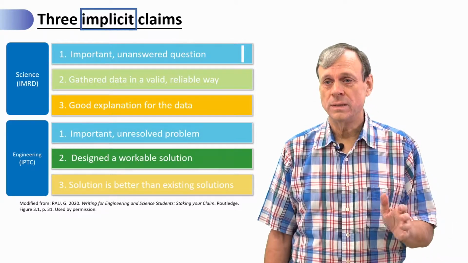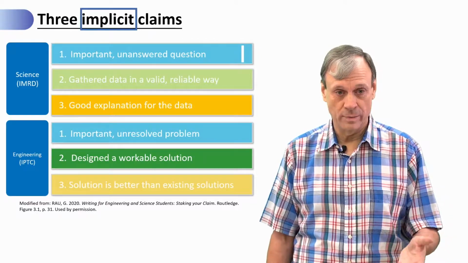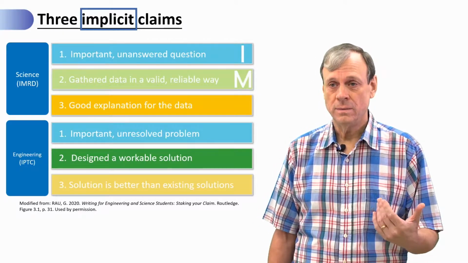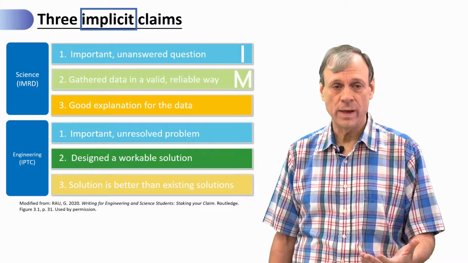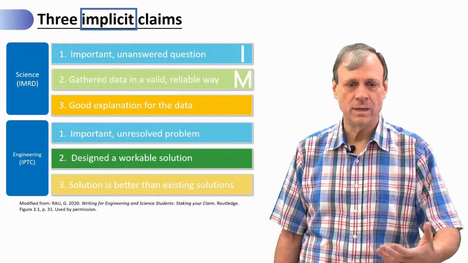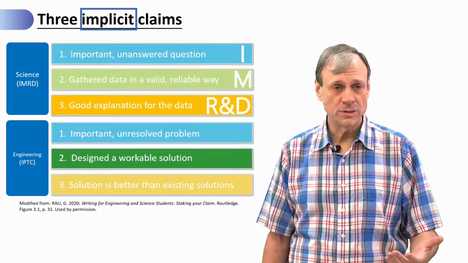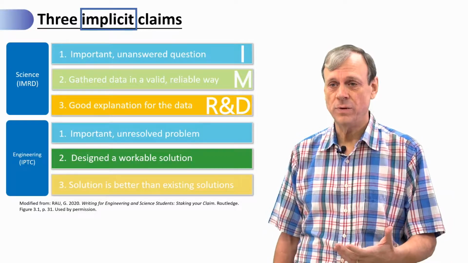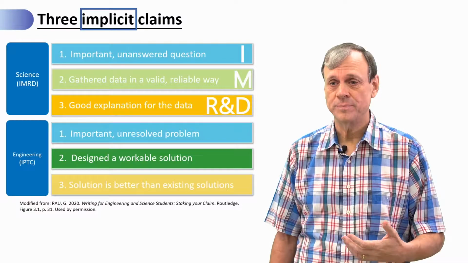So, in the introduction of a science article, that's where you make the claim that you have an important unanswered question. Then the methods division makes and supports the claim that you have gathered the data in a reliable way. It's not just a list of what you did, it's showing that you did it in a valid way. And then the results and discussion, the results show the data, and the discussion shows the explanation for that data, supporting the claim that you have a good explanation for it.